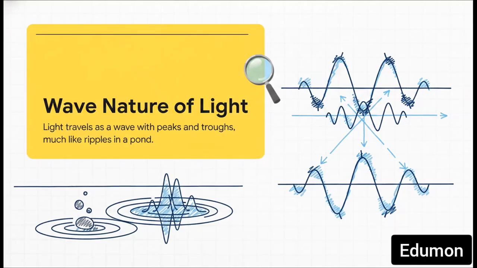So just picture this. You drop a couple of pebbles into a still pond. You see those ripples spread out, right? And where they overlap, you get these really cool, complex patterns. Light does the exact same thing. Every single ray of light is a wave, and it has high points, called peaks, and low points, called troughs.